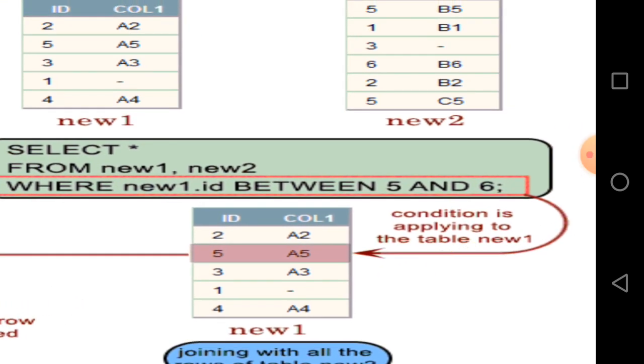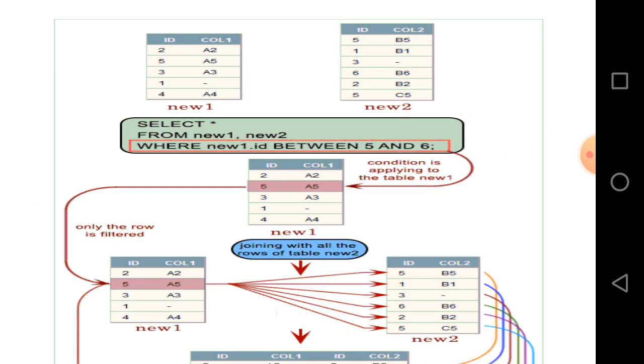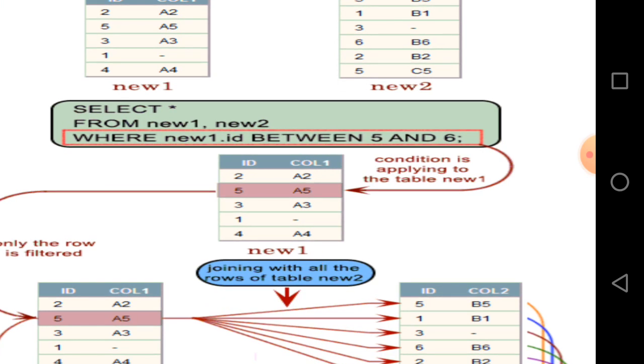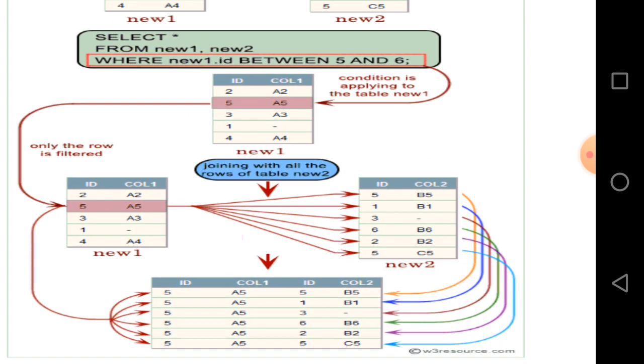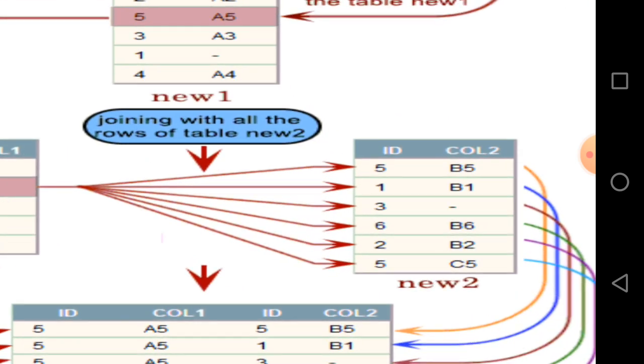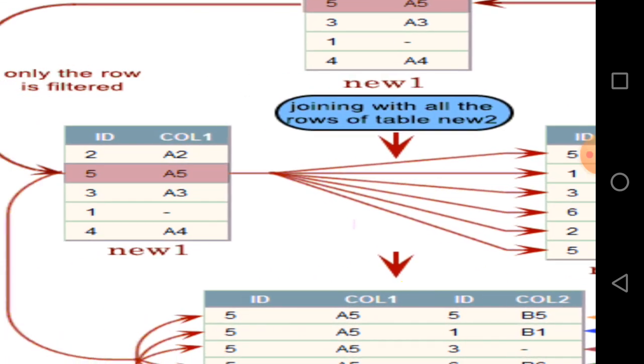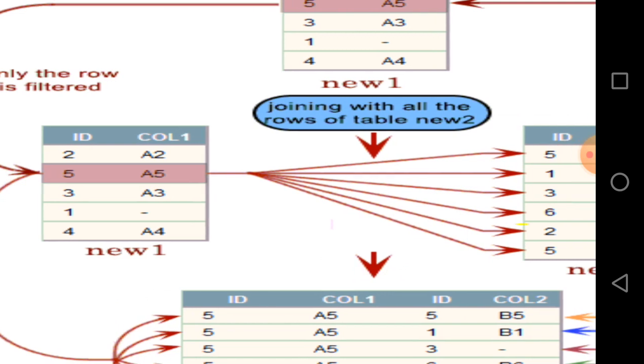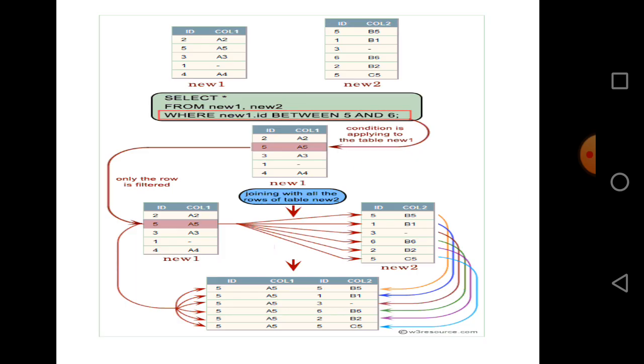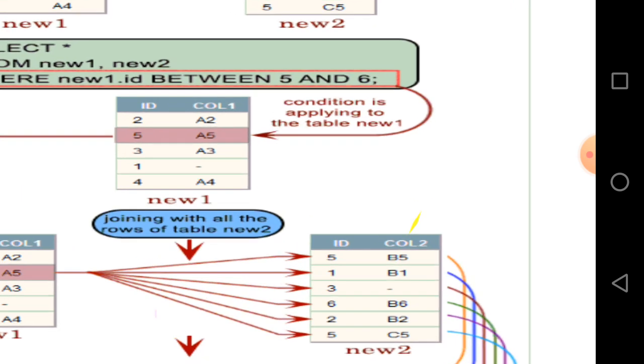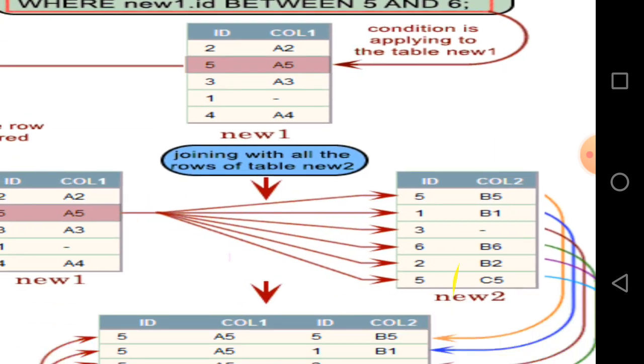Remember that there is no comparison operator at all. There is no equal operator in this case, and we write between. So we compare, but here we compare without an equal sign. So this is a non-equi join. After that, the non-equi join operation is performed, and the result is reflected in that case, joining with all the rows of table new 2. So where the conditions given in the where clause are met, all rows are combined.